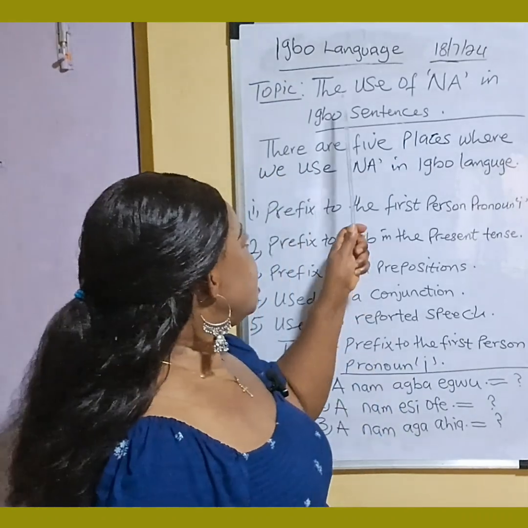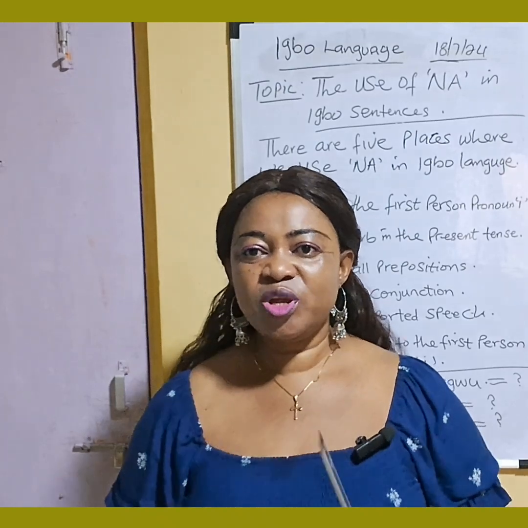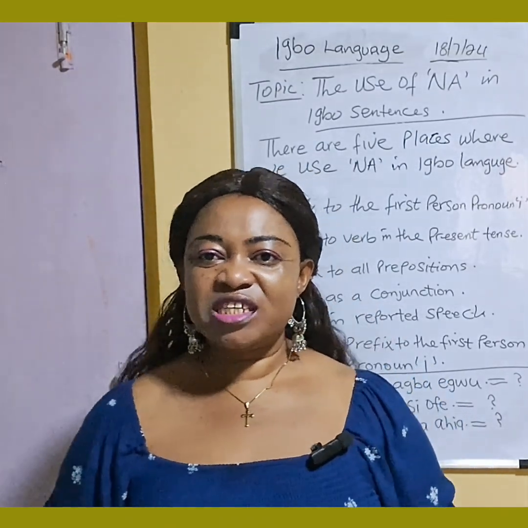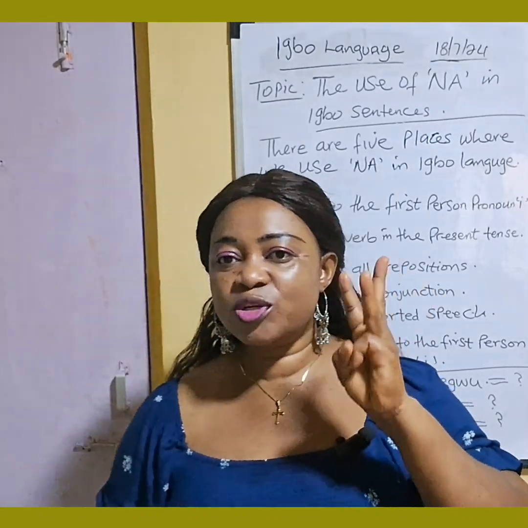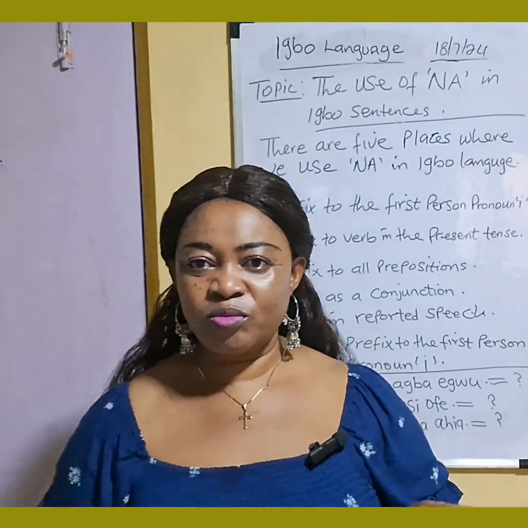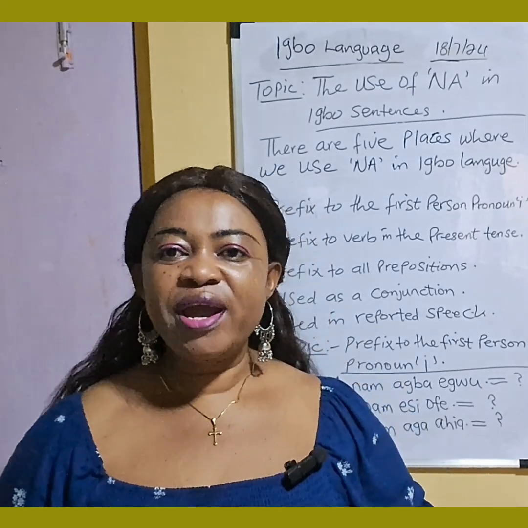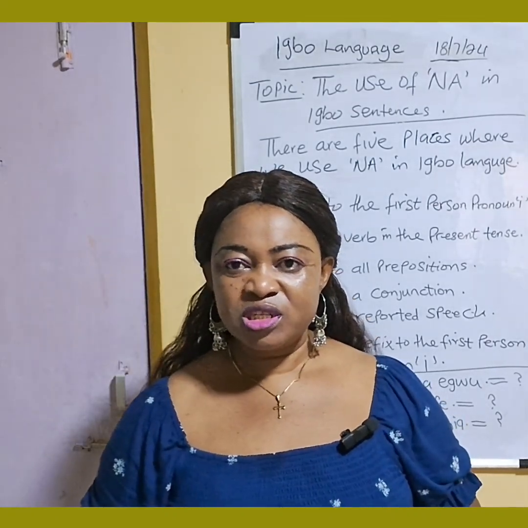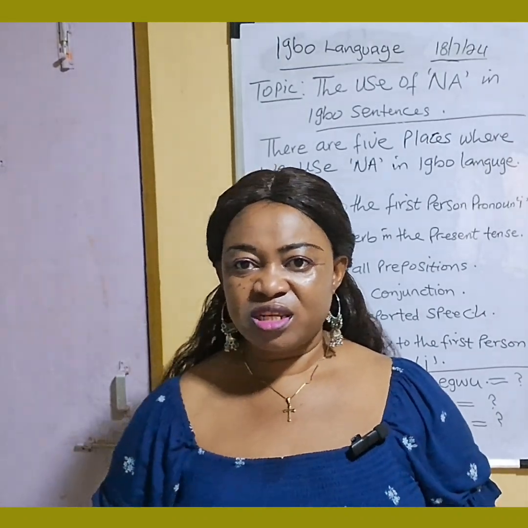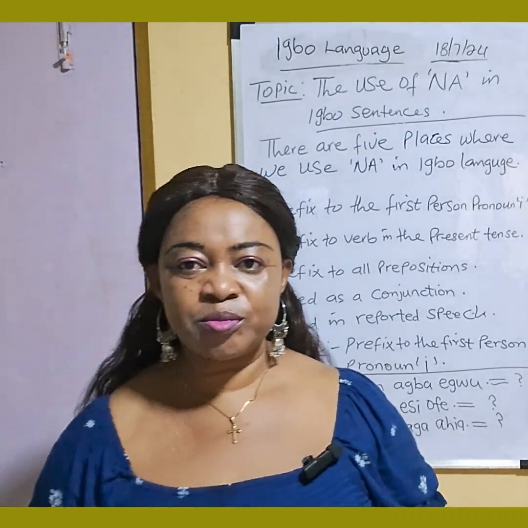We have Igbo language. The topic says the use of na in Igbo sentences. Remember, na is one of the rules guiding Igbo sentences. Like we have earlier said, we have three rules guiding Igbo sentences. One, the use of pronoun, the first person pronoun, second person pronoun, and the others, and the vowel agreement. The second one: the same vowels must be together in a sentence. That is the second rule. This is the third rule guiding Igbo sentences, the use of na.